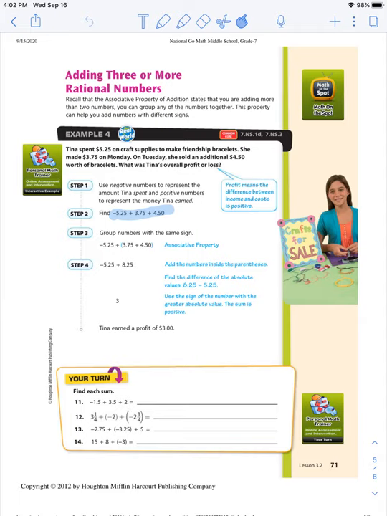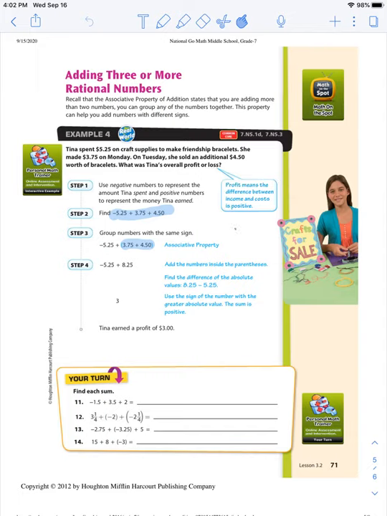Now, before adding a positive and a negative, because adding numbers with different signs is more difficult than adding numbers with the same sign, we're first going to add $3.75 and $4.50. So we're going to put parentheses around both positive numbers, and we know that this is okay, that this is still going to work because of the associative property. So I'm going to add $3.75 and $4.50.